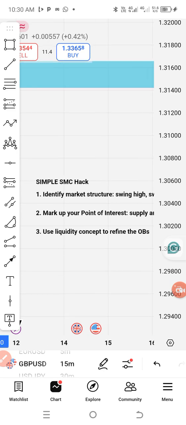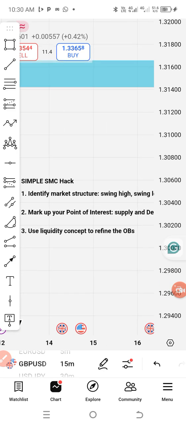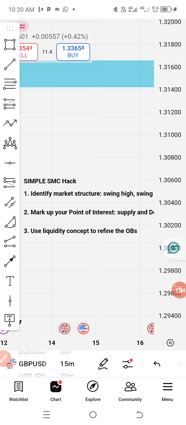Then two, mark up your point of interest. Now you see break of structure, you see change of character. So what you need to do is quickly mark your order block, mark your point of interest. If you can comfortably mark out this, then you are 70% ready. Then three, you now use liquidity concept to refine the order blocks.